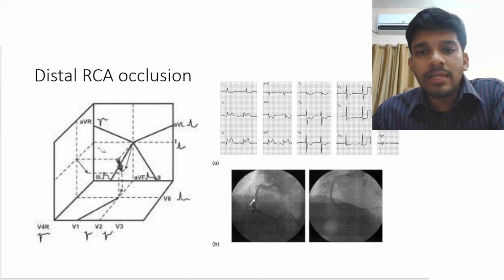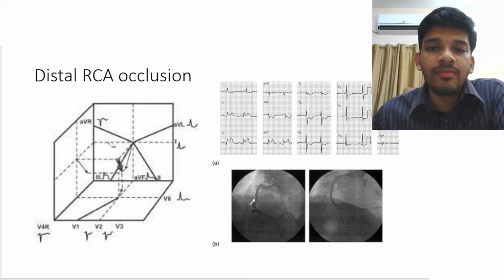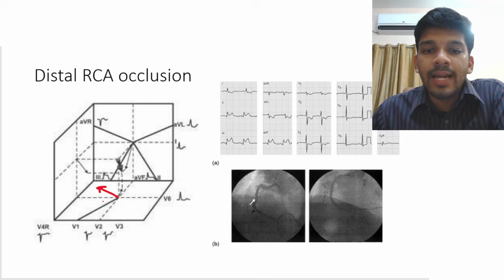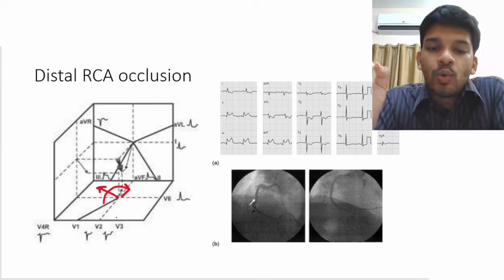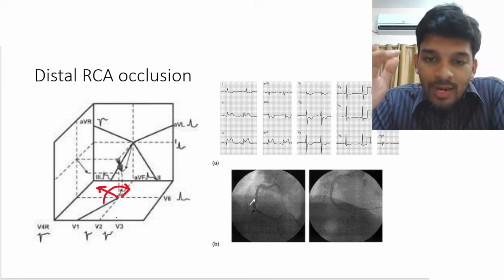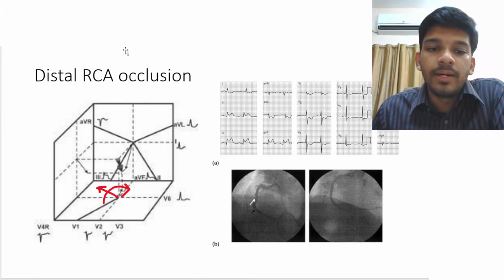Correct? Now we go to a distal RCA occlusion where you have sparing of the right ventricle. In that case, you have somewhat of an injury vector towards the right side. Now, since the right ventricle is spared, the injury vector shifts slightly towards the left. So the injury vector is still downwards, still slightly towards the right, but it is directed more downward than posteriorly. So you have a prominent downward involvement now.